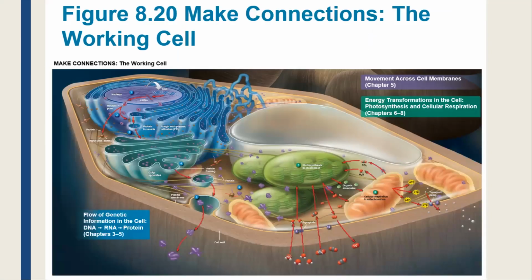And then this diagram kind of shows you how this unit is tied to other units. So you've got some of that movement across the cell membrane, you've got energy transformations in the cell. And that ties all of those units together. We'll also see how it ties to the flow of genetic information a little bit later on and making proteins and all of that stuff. But this is a nice diagram to kind of sum up that connection.